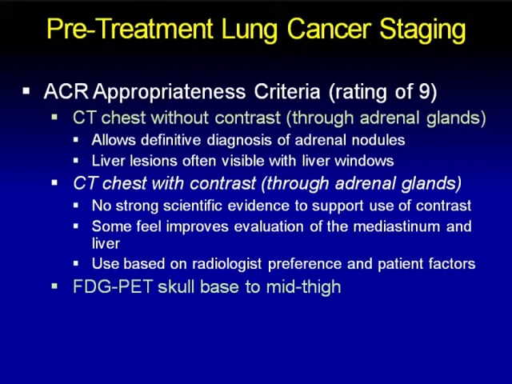Also good, obviously, is CT chest with contrast, again through the adrenals. There's really not any great scientific evidence to support the use of IV contrast. Certainly it makes it look better and it's easier to see things, so we feel it improves evaluation of the mediastinum and the liver. Use ends up being based on radiologist preference and also, obviously, patient factors. Also used in staging is FDG PET, skull base through mid-thigh.